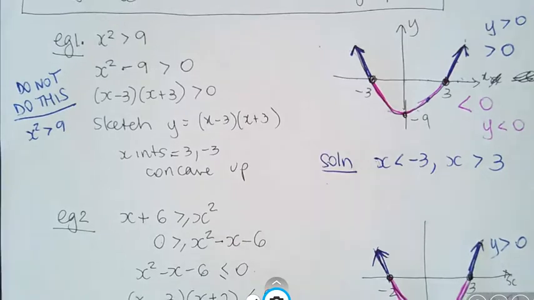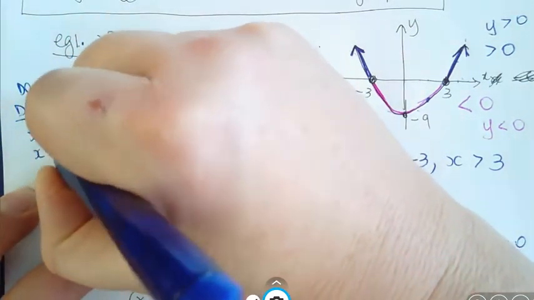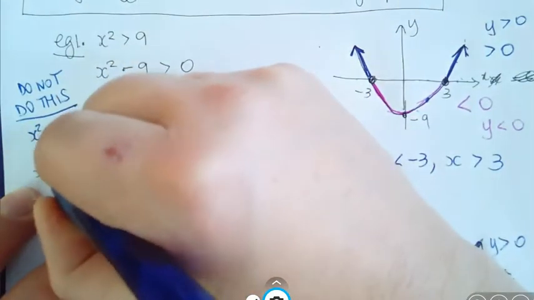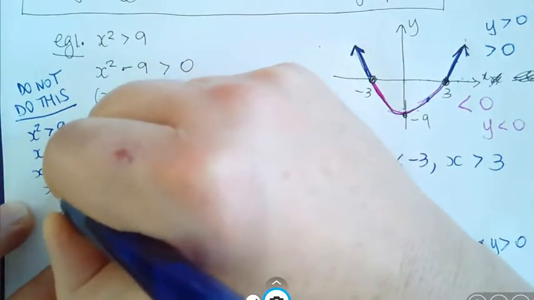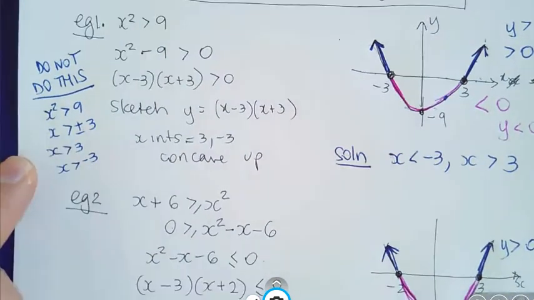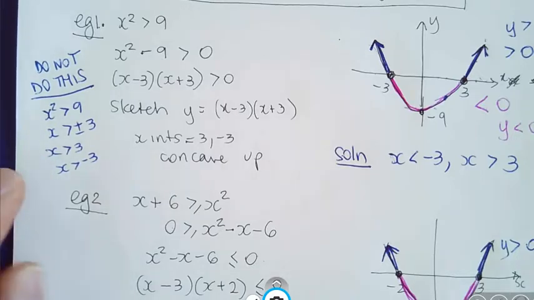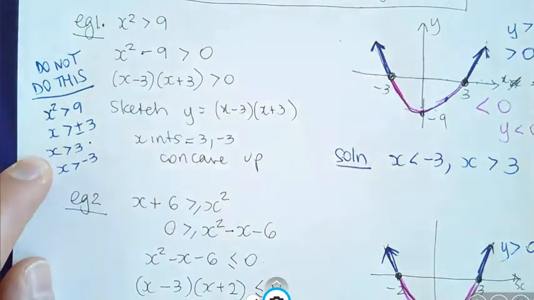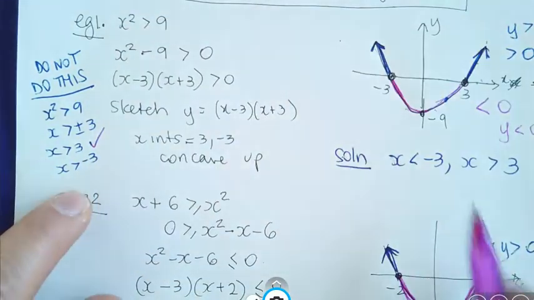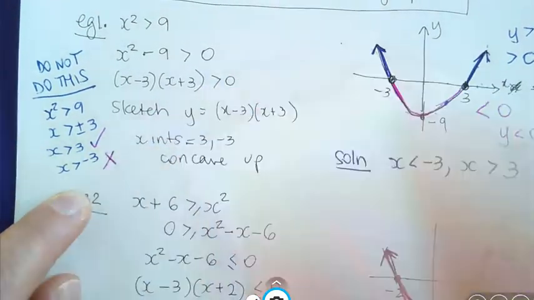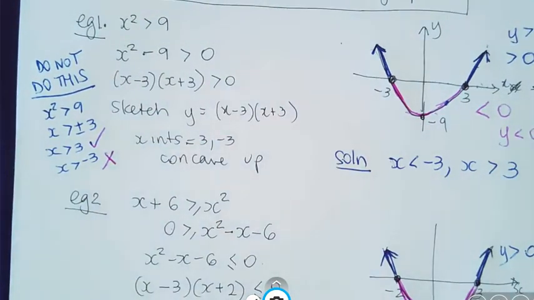Do this. X is greater than plus or minus 3. Because what are your answers? X is greater than 3. X is greater than -3. So, like I said, if you do it this way, one of them will be right and one of them will be wrong. So X is greater than 3 is correct. But X is greater than -3 is incorrect. So if you do it that way, one of them will be wrong.